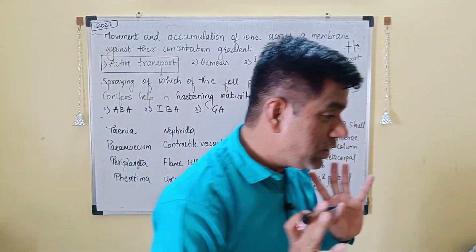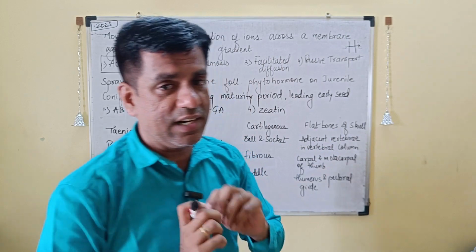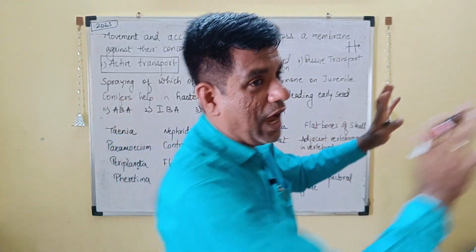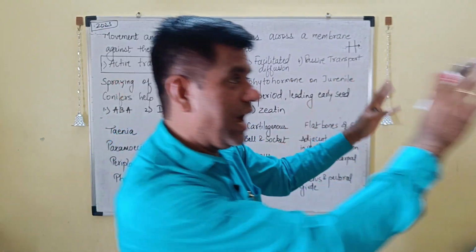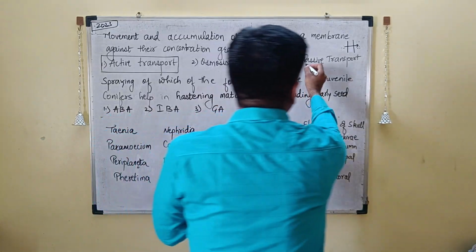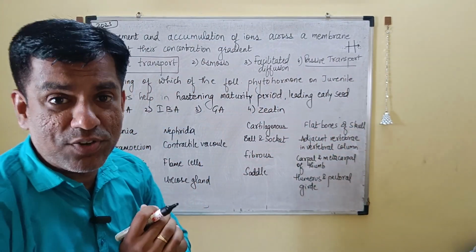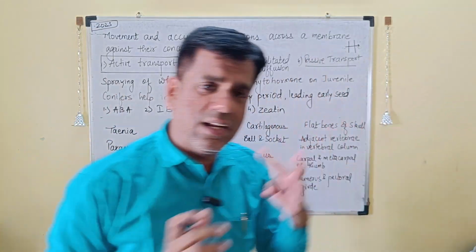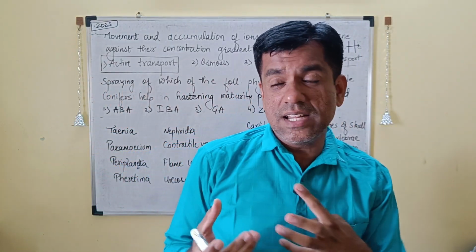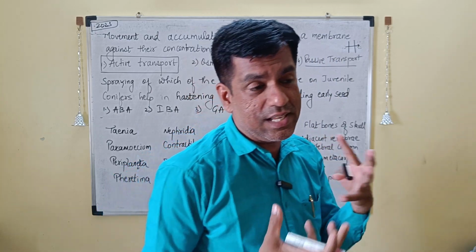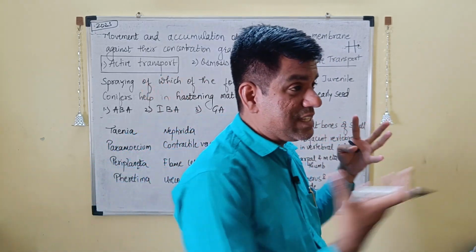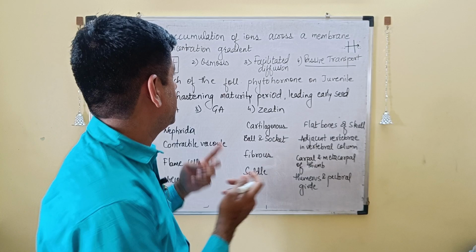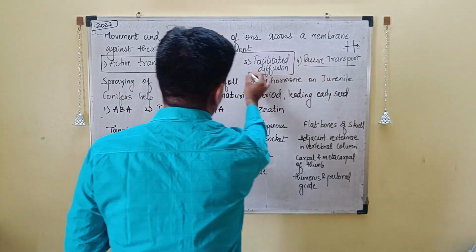So movement of a molecule against the concentration gradient. Against means low to high, and down means high to low. The high to low movement is called passive transport. Sometimes it is moving from high to low, but still it needs some carrier, some special proteins which act as facilitators of that particular molecule. That is called facilitated diffusion.